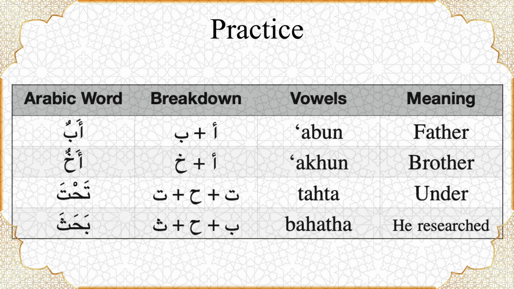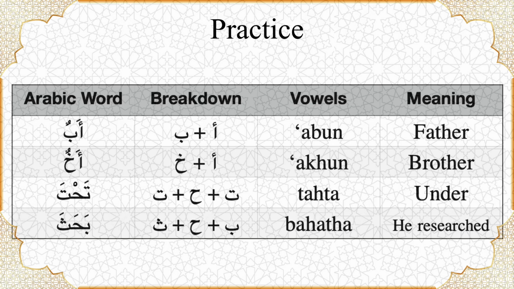Now let's look at the practice table and apply these vowels to read our first words. First word. We have Alif with a Fatha, sound A, and Ba with a Damma, sound Bu. This reads Abun, which means father. Second word, we have Alif with a Fatha and Kha with a Damma. This reads Akhun, which means brother.